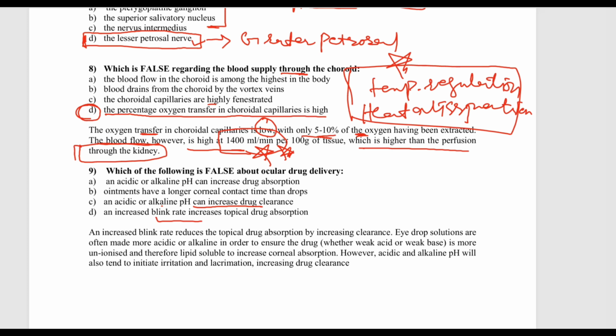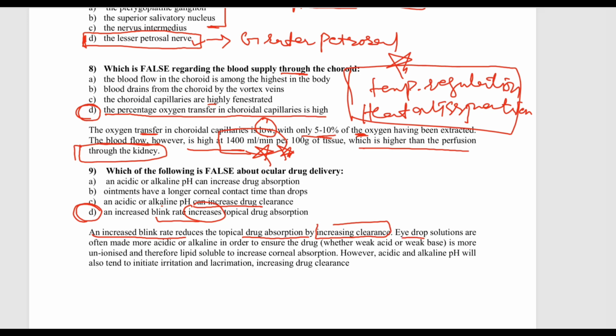So we have to choose here delta. This is false because increased blink rate decreases the topical drug absorption. It does not increase, it decreases. An increased blink rate reduces the topical drug absorption by increasing the clearance. Other statements are correct.